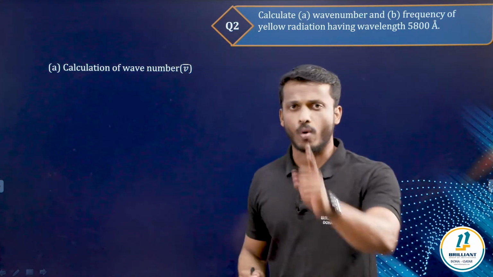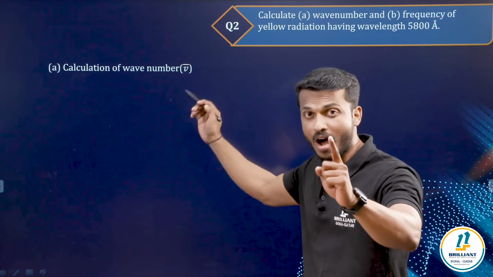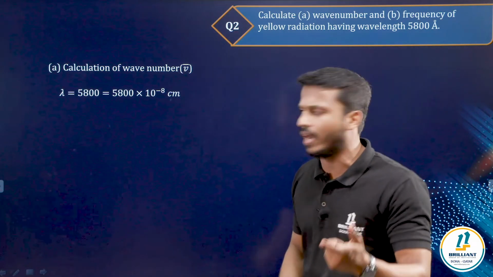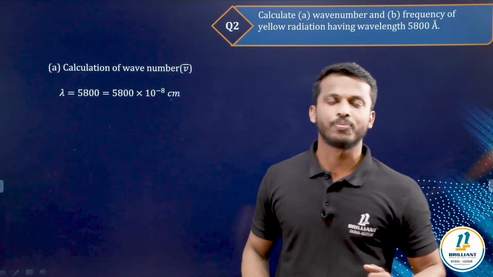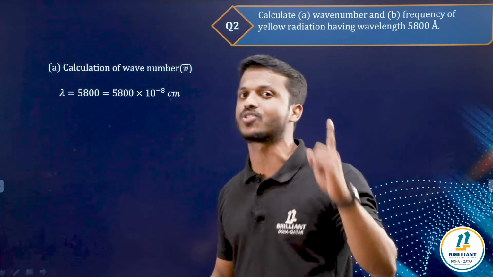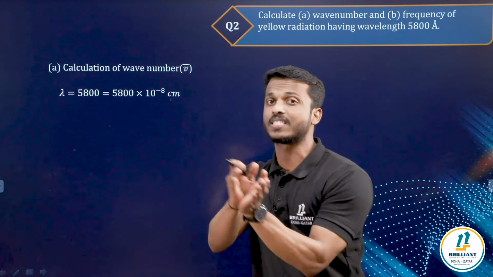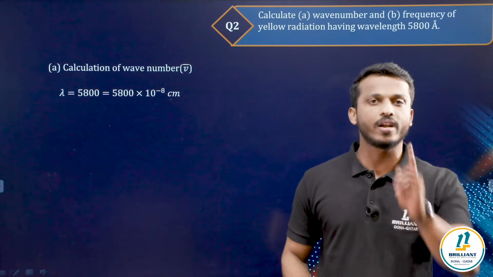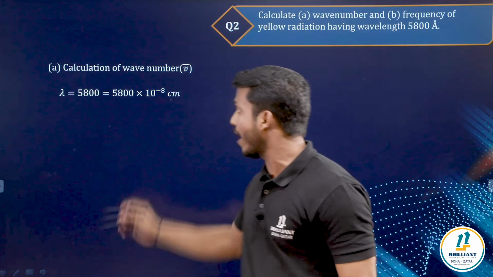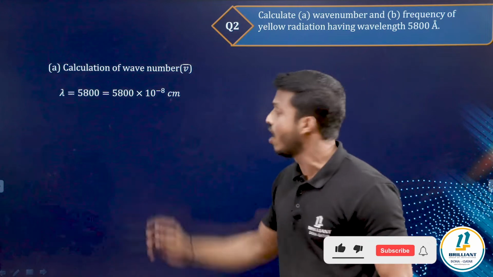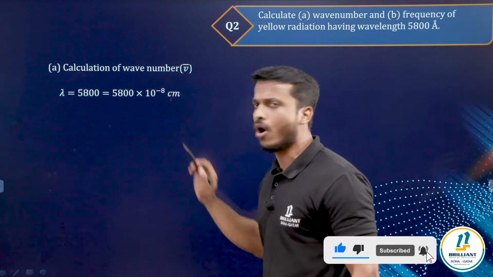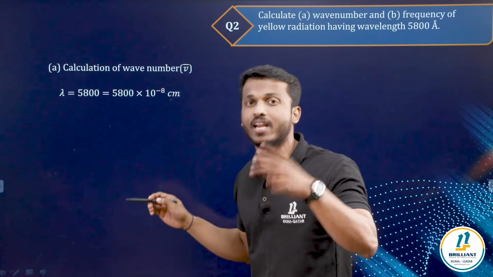Calculation of wave number. What is the symbol of wave number, dear all? Nu bar. Alright, nu bar. And wave number is supposed to be calculated from what is given? Lambda. Lambda is the wavelength. The wavelength is given, 5800 Angstrom. Dear all, Angstrom, please convert into meter. 1 Angstrom is equal to 10 to the power minus 10 meter. So 5800 is equal to 5800 into 10 to the power minus 8 centimeter, or you can write 10 to the power minus 10 meter.